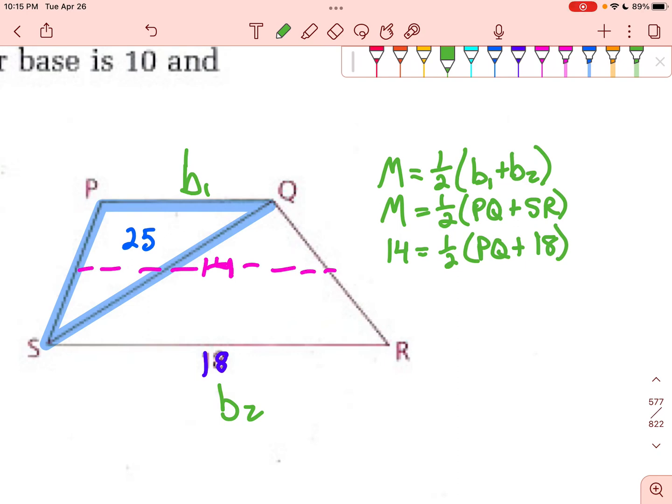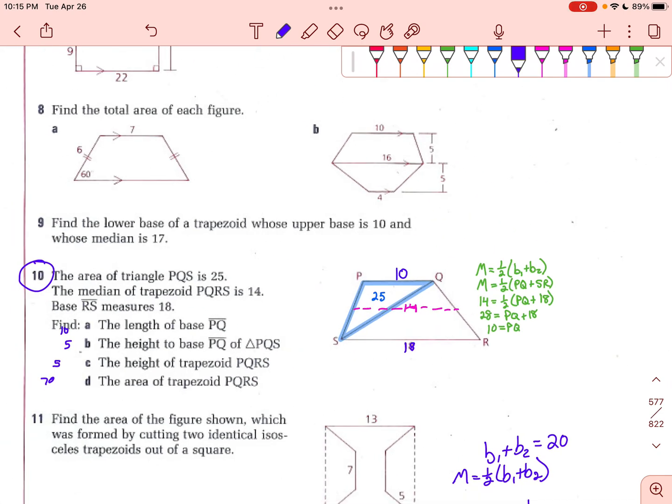Now, I personally would multiply by 2 on either side. So I get 28 is PQ plus 18. So then you get 10 is equal to PQ. So that gives us our first answer. So I'm going to erase where it says base 1, and I'm going to go ahead and fill that in with 10. So I now know that that is 10.